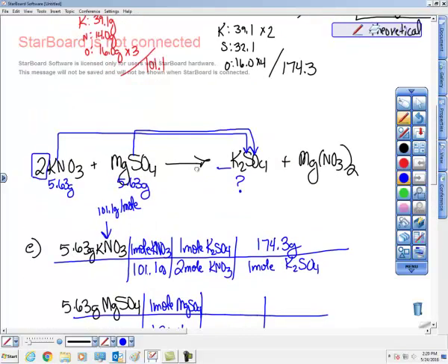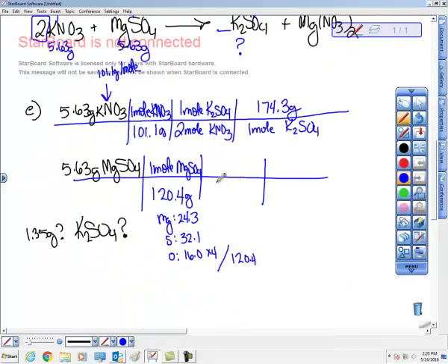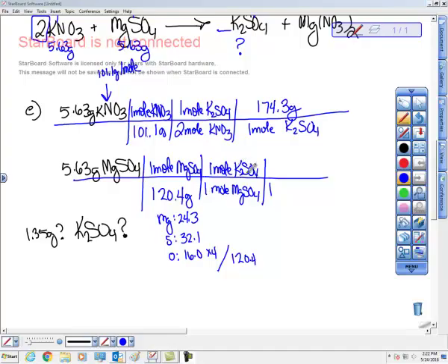Looking back at my balanced reaction, it looks like there's a 1 to 1 mole ratio between MgSO4 and K2SO4. So then we'll just end it here with the molar mass of that K2SO4. So let's finish it off. 1 mole K2SO4, and it's still 174.3 grams.